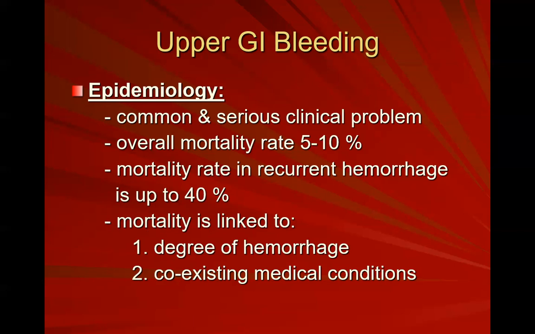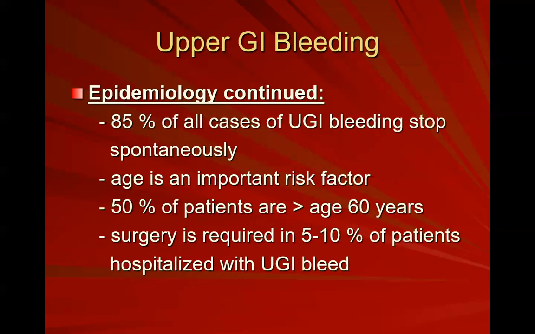However, if the source of bleeding is continuous and the bleeding is recurrent, the mortality can go up to 40%. And the mortality is linked to the degree of hemorrhage and the coexisting medical conditions like Crohn's disease and angiodysplasia and all of that.